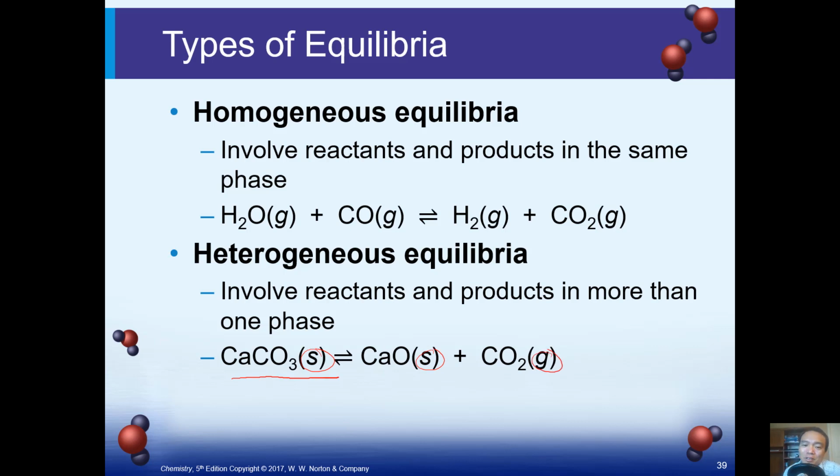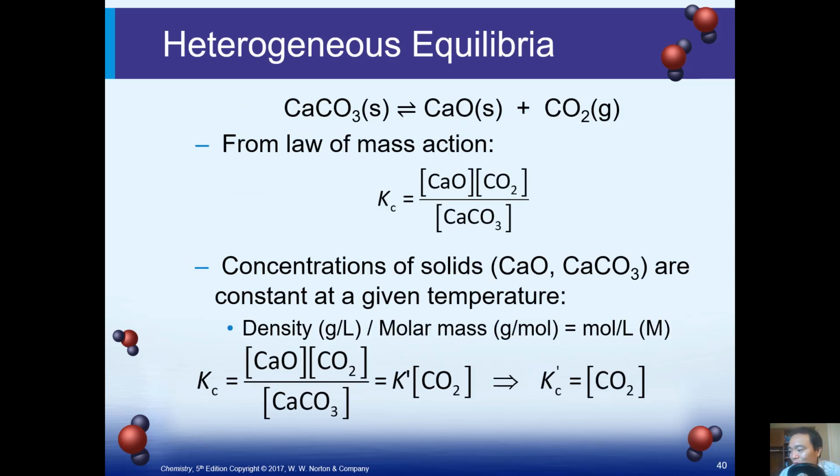You have different states. For this kind of situation, we call them heterogeneous equilibria, which means you have different phases over here. So let's look at how we will express these equilibrium constants mathematically. As you can see, for the law of mass action, if we do exactly the same thing, you would have some equations like this. But do notice the concentrations for the solid state are constants.